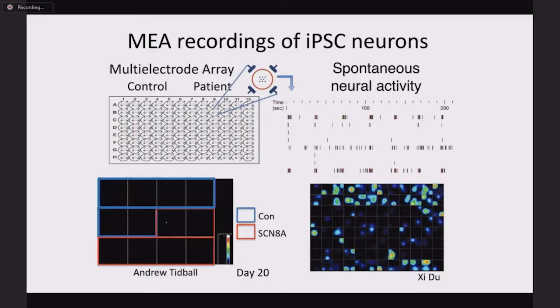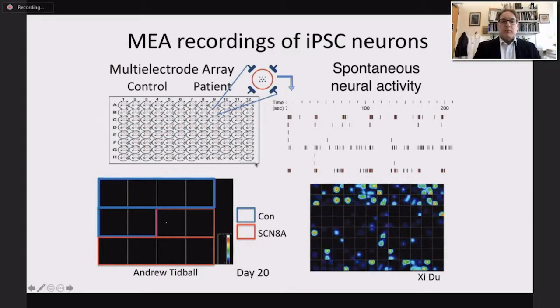This is an example of a multi-electrode array approach using what's called the Axion Maestro system, where plates that include 12-well, 48-well, and shown here a 96-well plate all have electrodes embedded in each well, in this case 8 electrodes per well, and the neurons are cultured on the electrodes, and one sees activity. You can look at raster plots that have different action potentials in different wells. You can have heat maps of the activity.